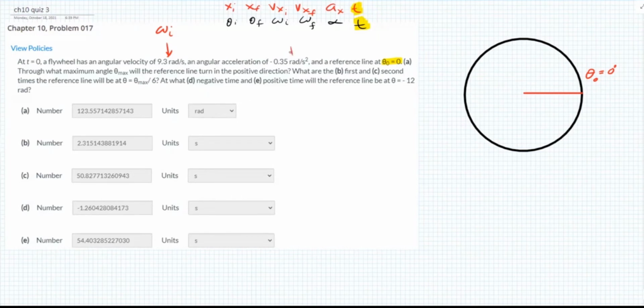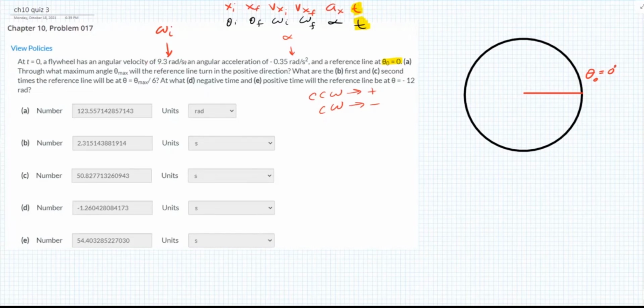This is alpha. Through what maximum angle theta max will the reference line turn in the positive direction? We should talk about what's the positive direction. I think the convention is CCW. CCW is taken as positive, and that same convention says CW is negative. Counterclockwise is taken as positive. Clockwise is taken as negative.